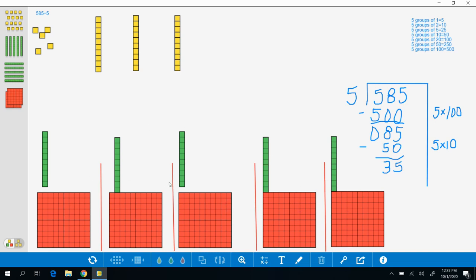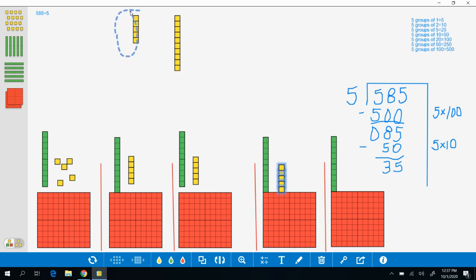We have 5 groups, 35 divided by 5. You may know this one, or you may come back up here to take a look at your brainstorming. Well, I know that 5 groups of 5 is 25, so I'm going to start with that. I'm going to start by placing 5 base 10 blocks in each group. All right, I was able to place 5 base 10 blocks in each group.